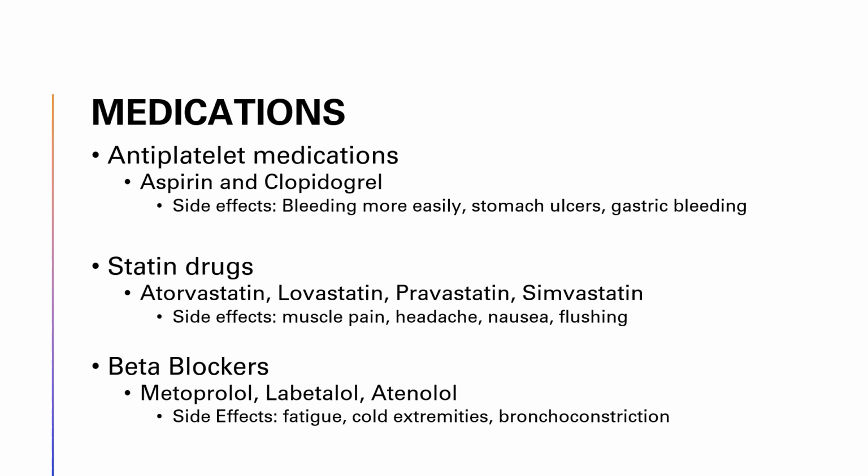Our statin drugs, such as atorvastatin, lovastatin, pravastatin, and simvastatin, help lower cholesterol levels and protect the blood vessel walls. So side effects of those might include muscle pain, headaches, nausea, and flushing. And then last, we're going to talk about our beta blockers. So that's metoprolol, labetalol, and atenolol. These help lower the heart rate, which decreases the workload of the heart, and they might also lower blood pressure, because remember, hypertension can increase our risk for coronary artery disease.